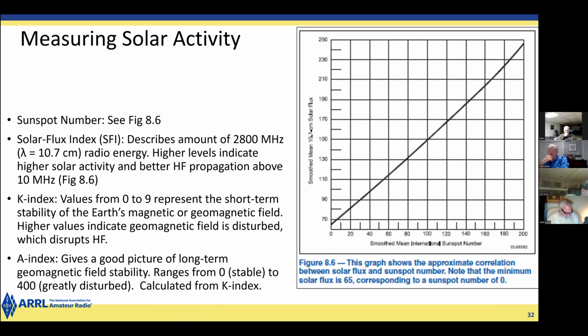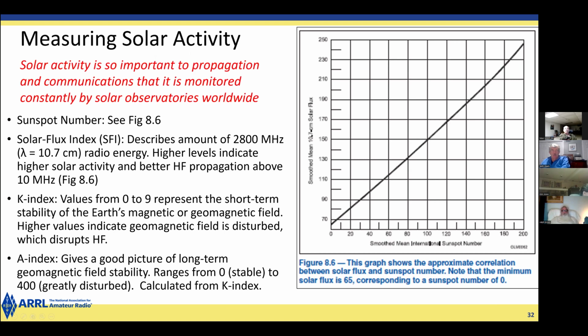Now for solar flux, you can see there are a couple of indexes that show up. There's the K index, that is the short-term stability of the Earth's geomagnetic field, and that is to say, is it steady or is it disturbed? And the A index is a longer-term index. And for both of these, low values are good, high values are not. And so we're going to talk about some of the reasons why very shortly.